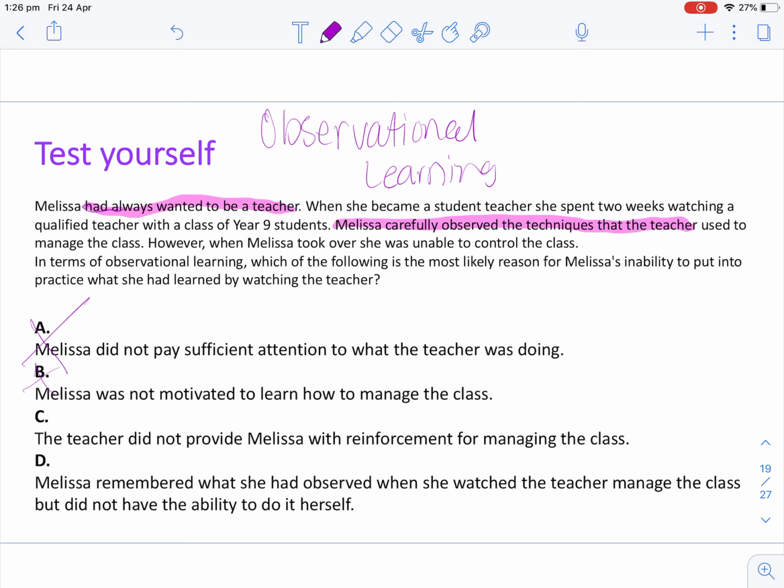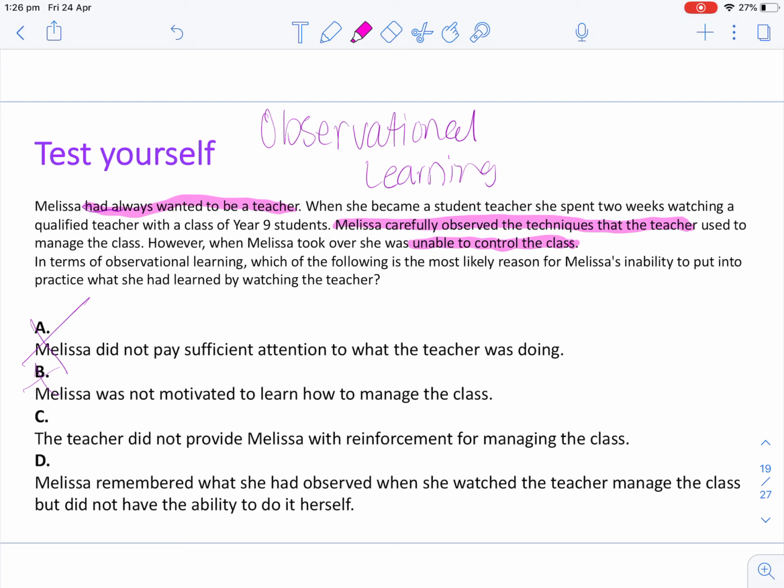C, the teacher did not provide Melissa with reinforcement for managing the class. So we know that reinforcement will strengthen behavior. So if she was unable to control the class, the fact that she was getting reinforcement wouldn't really be relevant in this scenario, and she wouldn't be reinforced if she wasn't doing a good job.